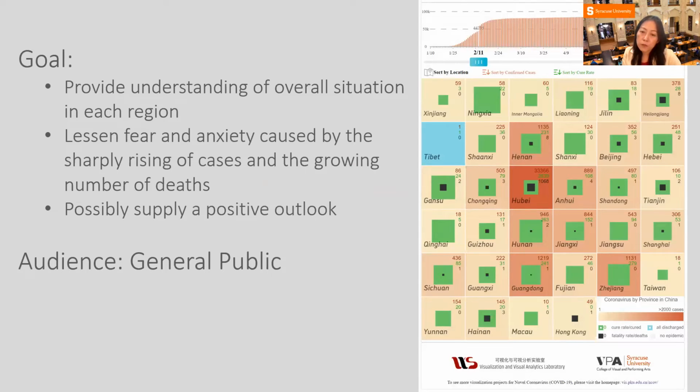This is a project I collaborated on with Beijing University Visualization and Visual Analytics Lab, Professor Yuan's group. This project was initially published in February 2020, shortly after COVID broke out in Wuhan. At the time, there was tremendous fear in the Chinese public caused by this newly discovered and highly infectious disease. The goal for this project is to provide understanding of the overall situation in each region and lessen fear and anxiety caused by the sharply rising cases and the growing number of deaths. And the third one, possibly supply a positive outlook for the time being. And of course, the target audience for this one would be the general public.